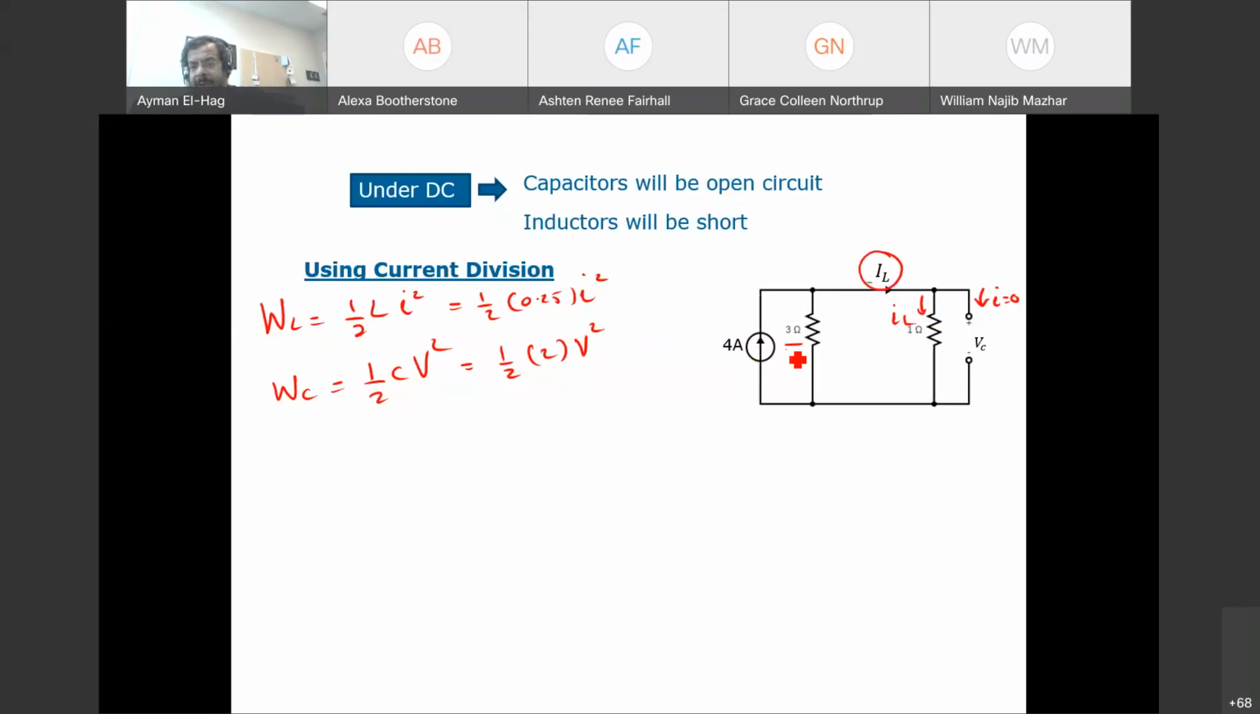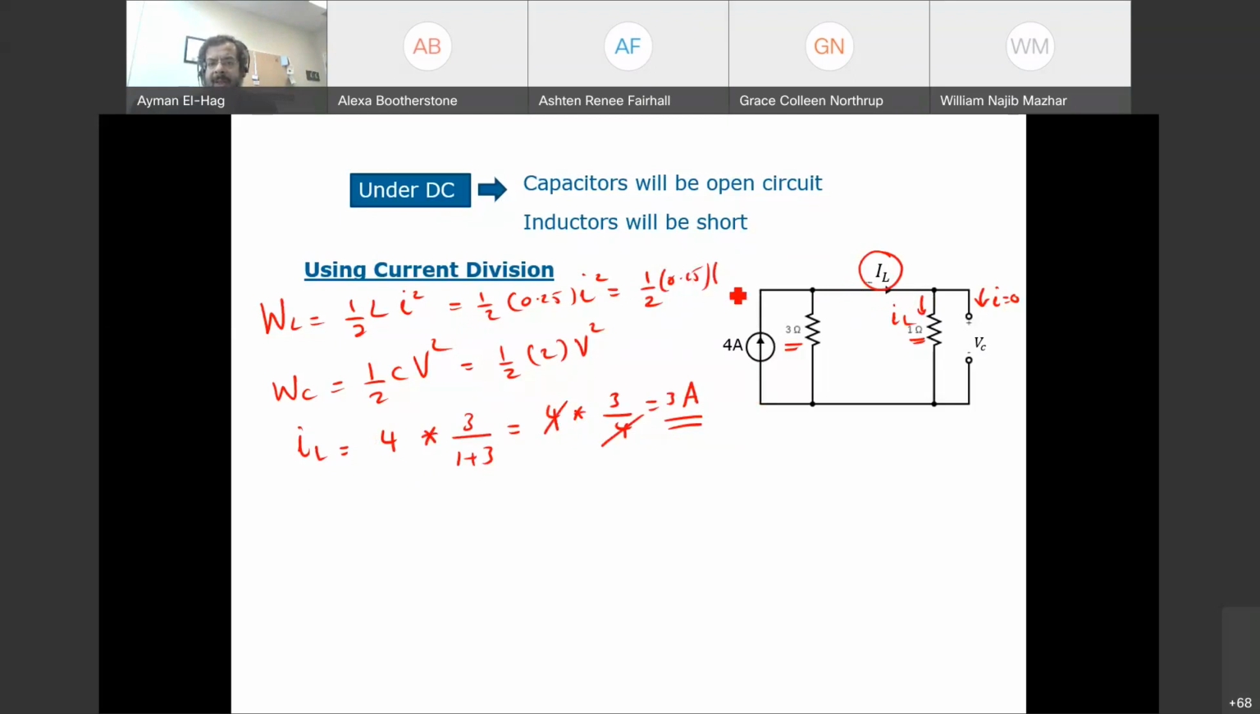So we have the 3 ohm and the 1 ohm, both in parallel. Okay, so your iL is equal to the main current source times the other resistance divided by 1 plus 3, which is equal to 4 times 3 over 4. This will cancel, so this will give us 3 amps. So this is the current that we have here. So basically, once I know the current here, I can know the energy. Very simple.